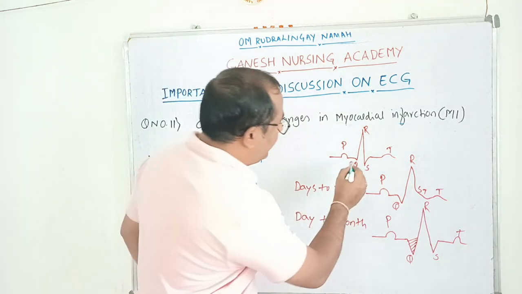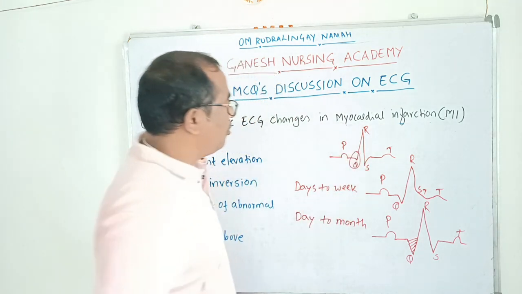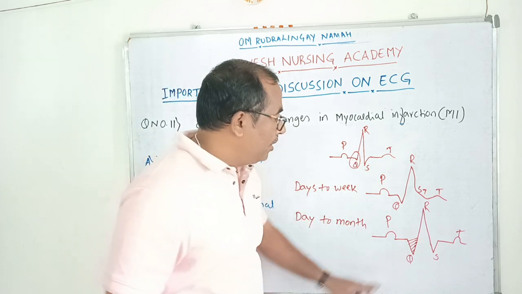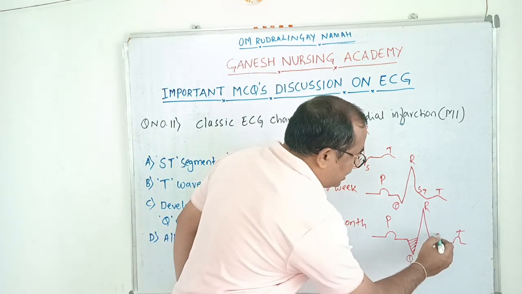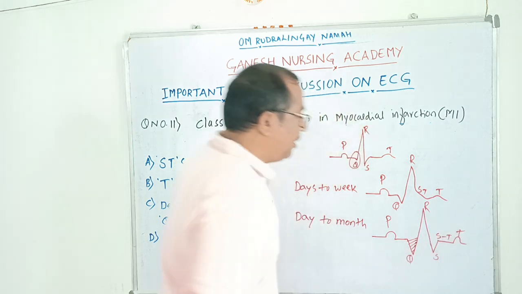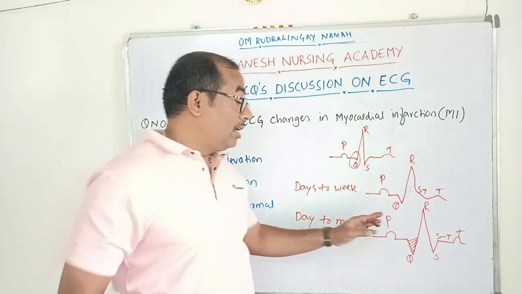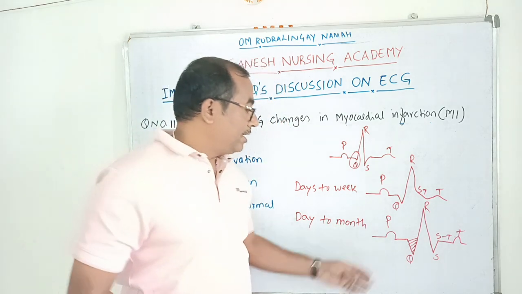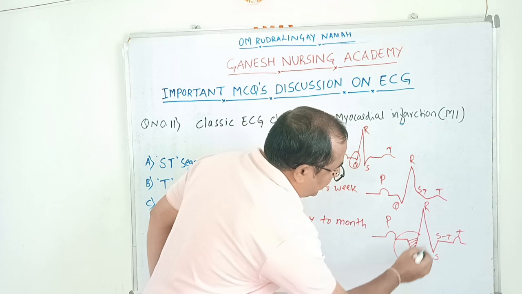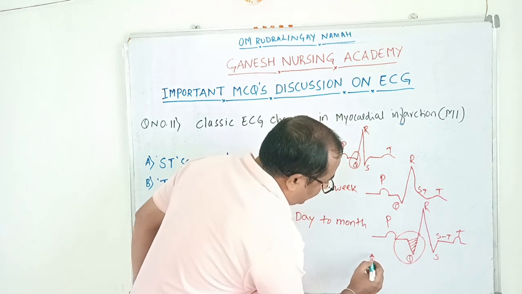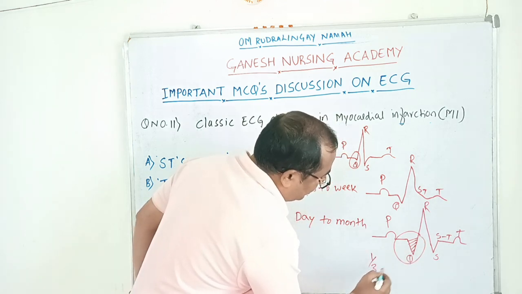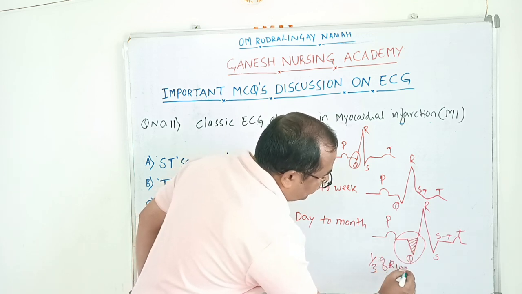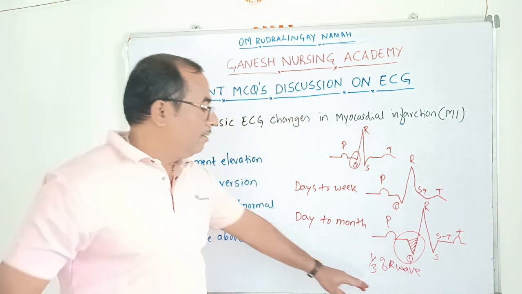See, a normal Q wave is very small, okay, it is not wide and deep. This you can see is wide and deep. Now the T wave and ST segment appear normal. So the significant change you can see days to month after the myocardial infarction is a wide and deep Q wave, okay. The depth of this Q wave will be one third of the R wave. That much deep it will go, okay.